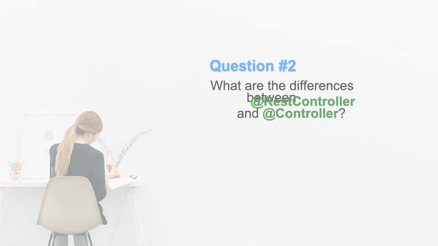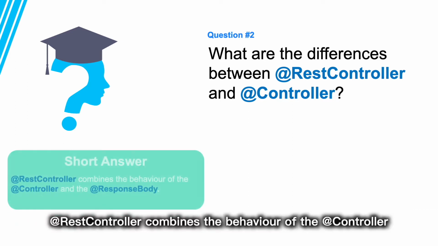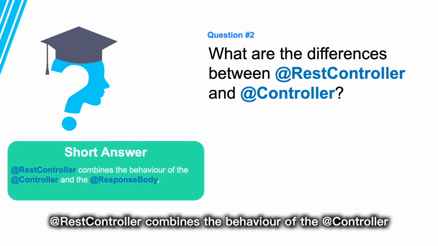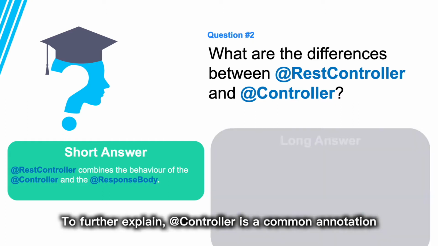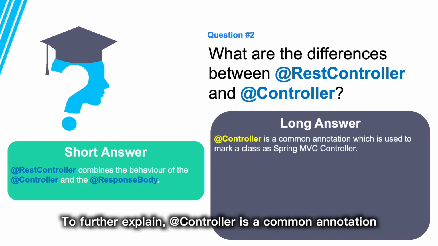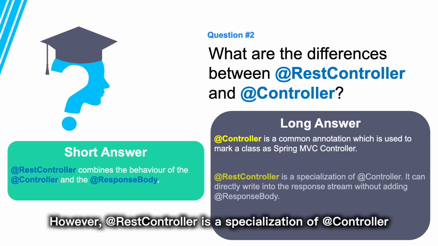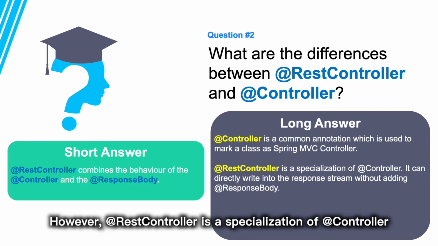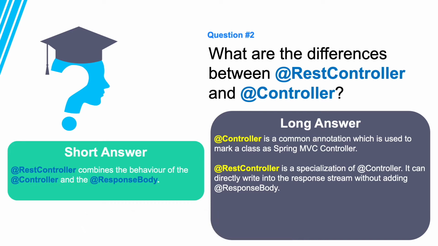Question number 2. What are the differences between REST controller annotation and controller annotation? REST controller annotation combines the behavior of the controller annotation and response body annotation. To further explain, controller annotation is a common annotation which is used to mark a class as a Spring MVC controller. However, REST controller annotation is a specialization of controller annotation. It can directly write into the response stream without adding a response body annotation.